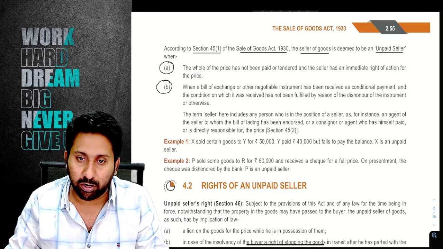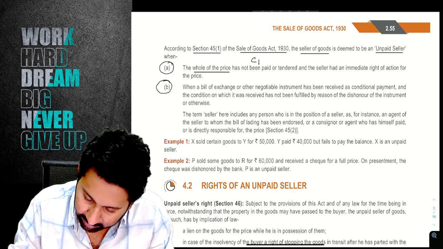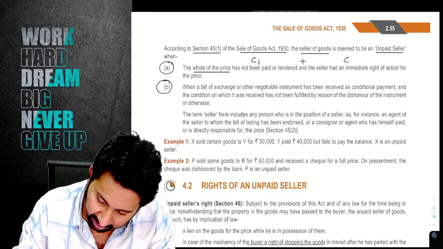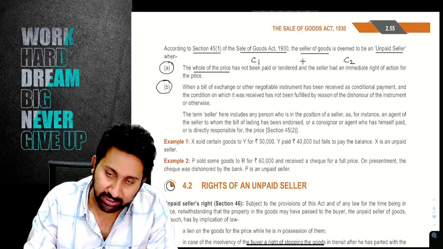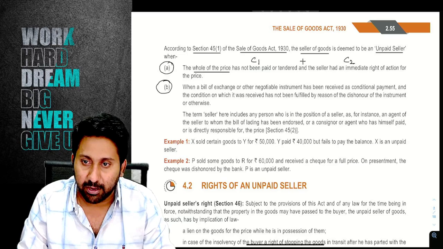What is A? Whole of the price has not been paid or tendered. Condition 1. And the seller had an immediate right of action for the price. Condition number 2. These are the two important conditions. Either you satisfy these two, or when a bill of exchange or other negotiable instrument has been received as a conditional payment and the condition on which it was received has not been fulfilled by reason of dishonor of the instrument or otherwise.